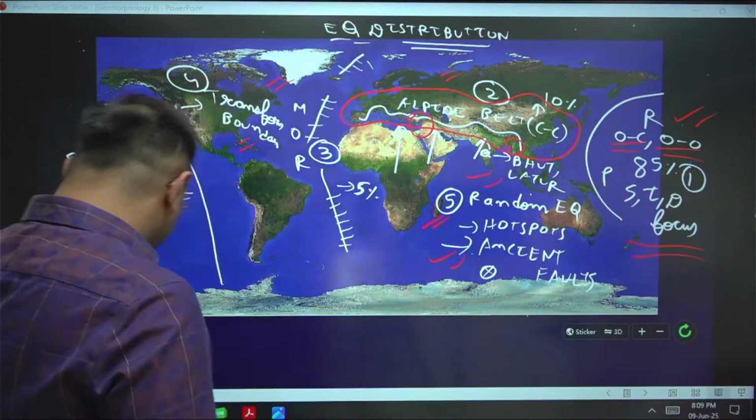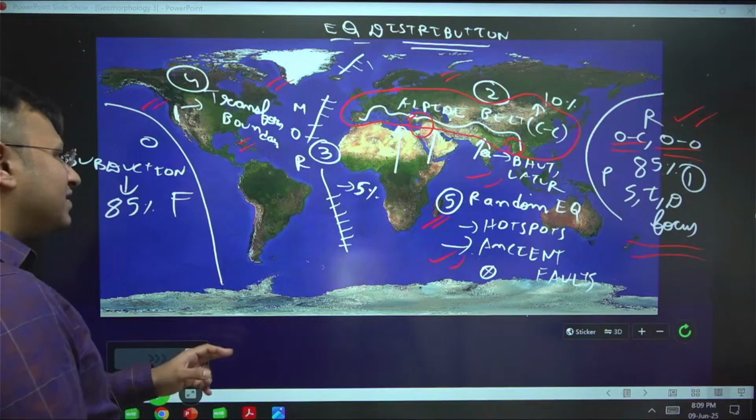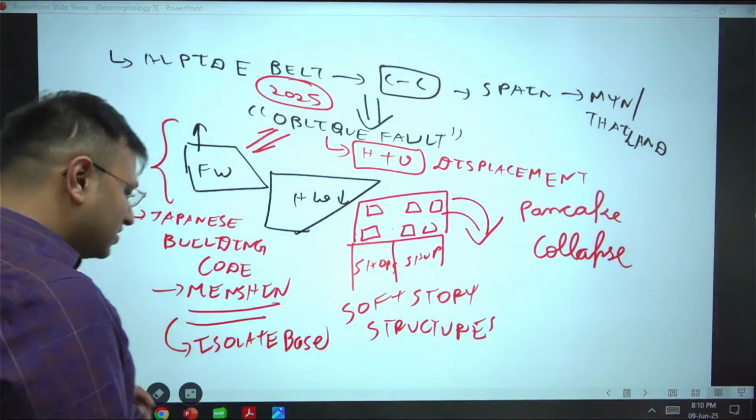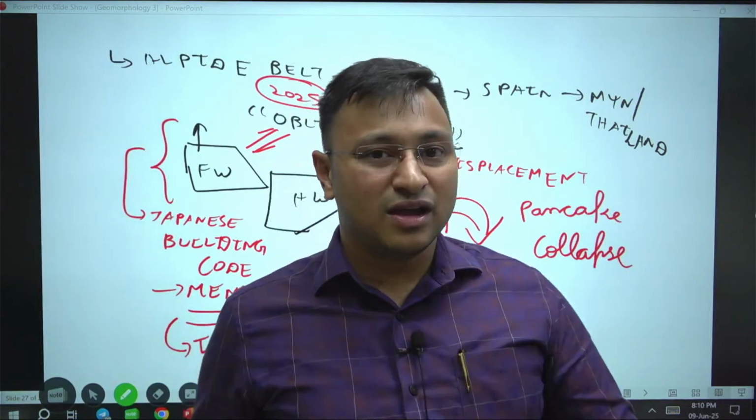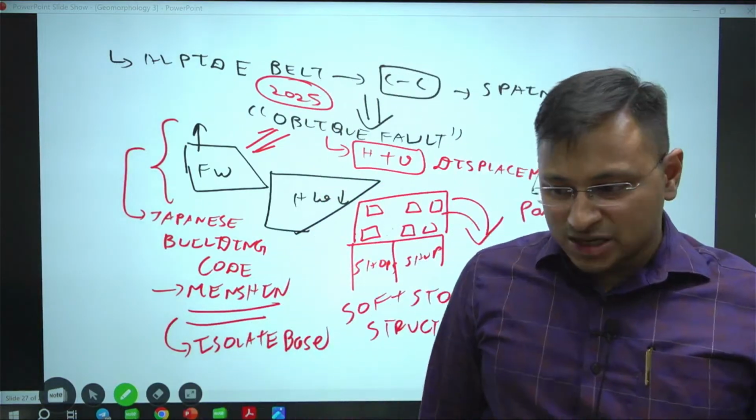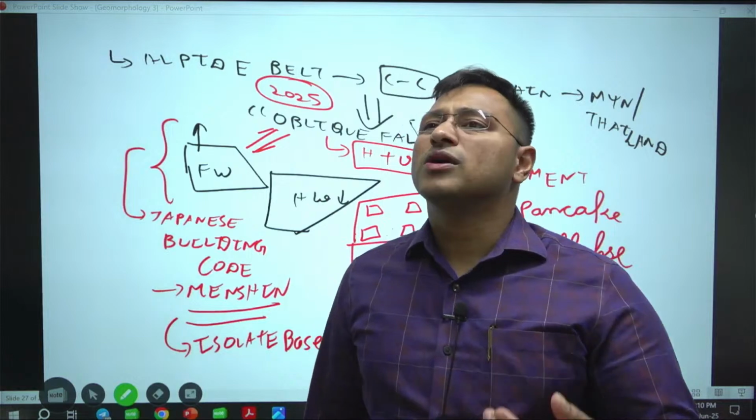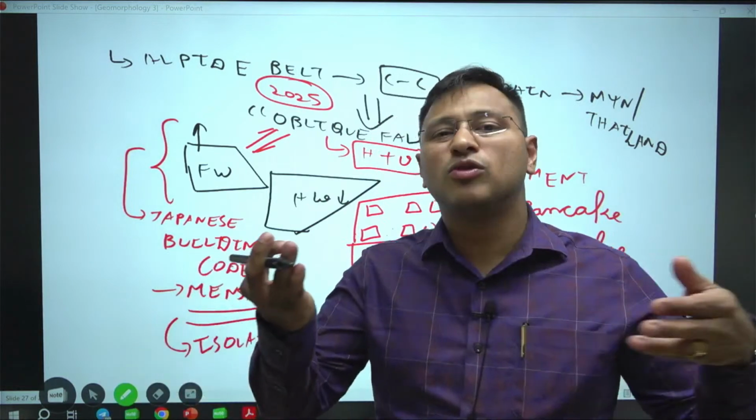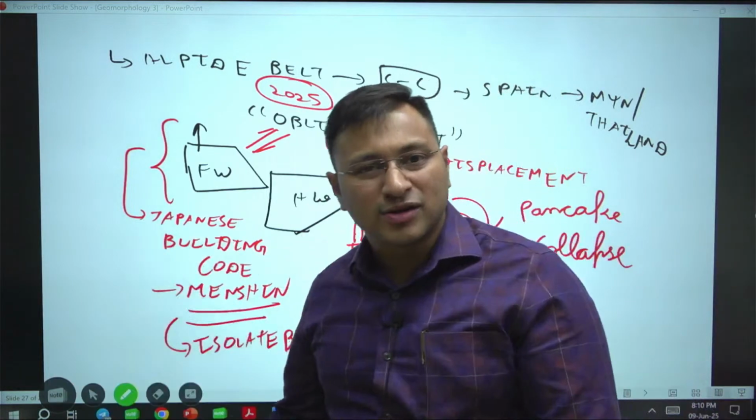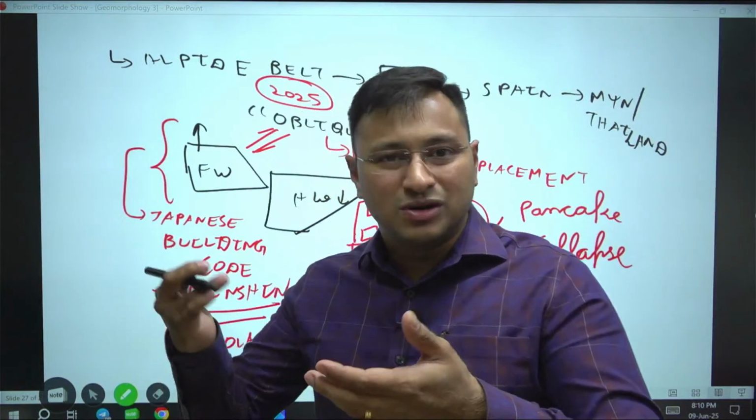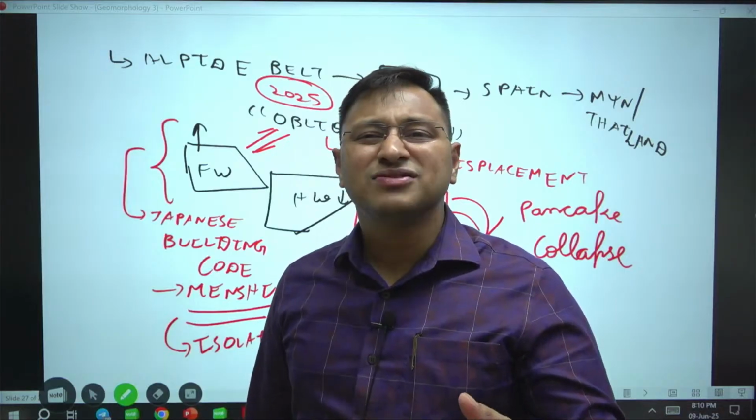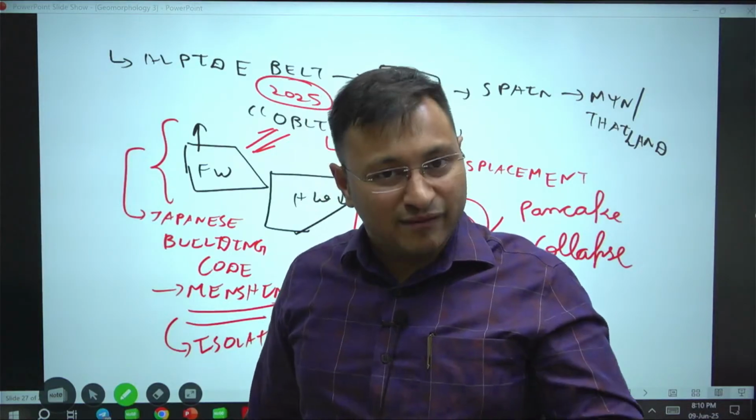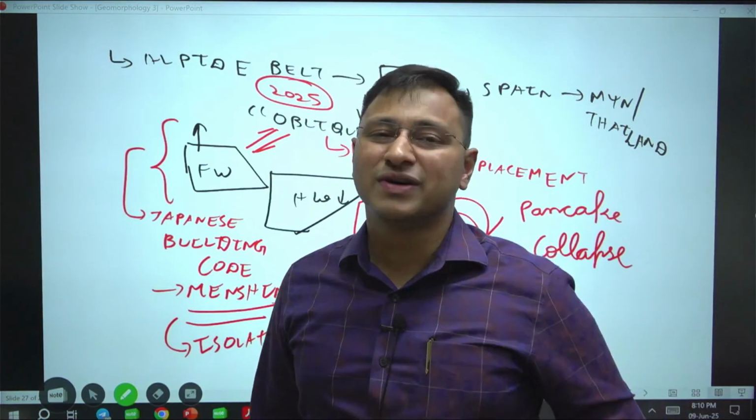If I'm trying to give you a good analysis, this question can come in this year's mains, so try to understand this part very carefully. Why, if I'm talking about Kathmandu, Turkey, India, Myanmar, the Himalaya, do we have such a heavy loss of life? Why are there so many casualties?